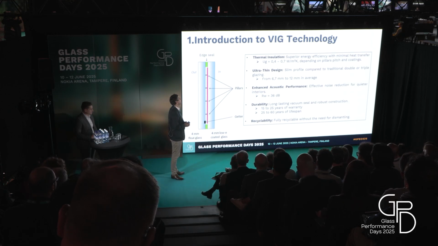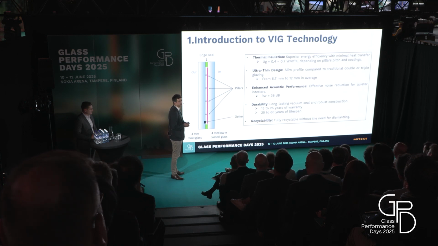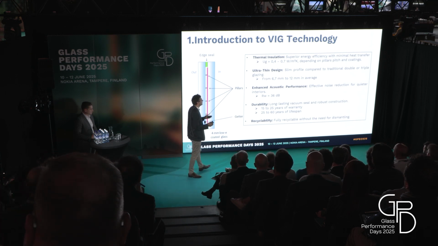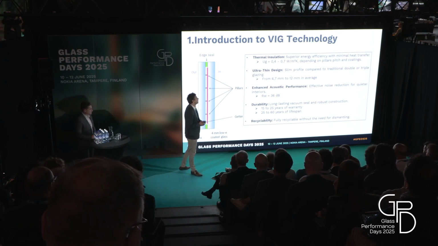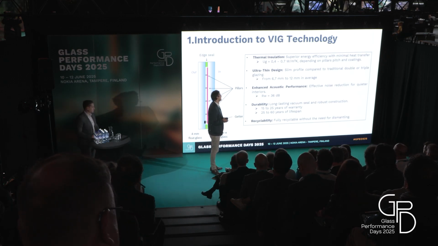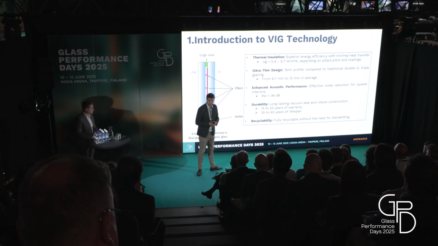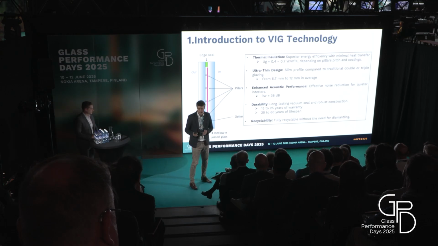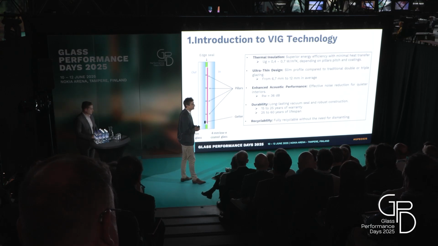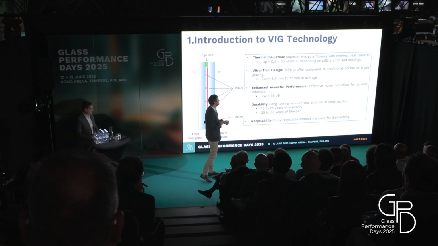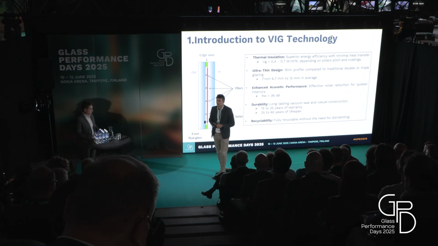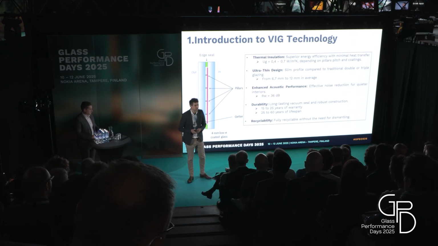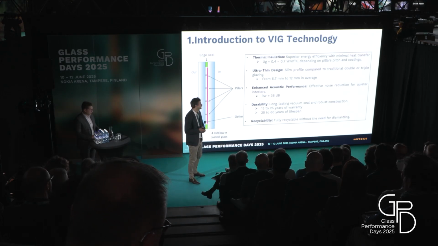Here you have the main features of the VIG. It's a non-exhaustive list, but those are the main ones. Of course, like I said before, there is a superior thermal insulation with a low Ug, and an ultra-thin design. Usually, to reach this level of insulation, you should play with a double or triple glazing unit with several coatings. Here, with the VIG, you can reach this level of insulation with a thickness between 6 and 12 millimeters.